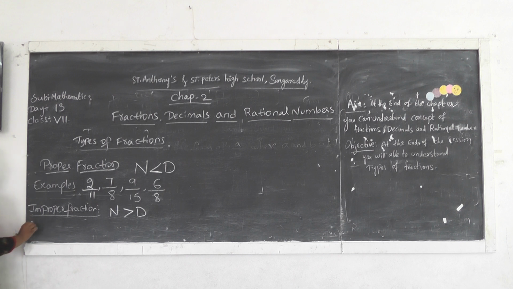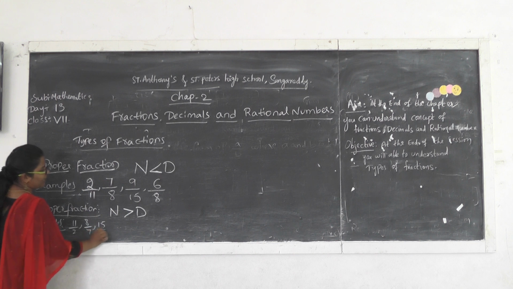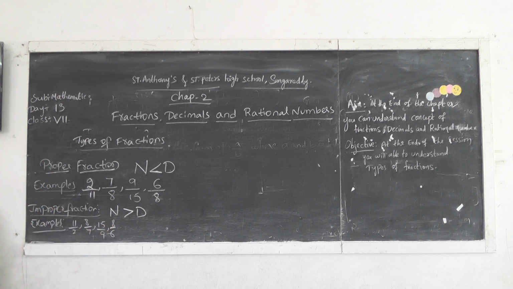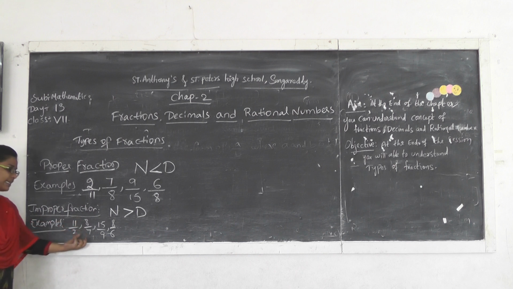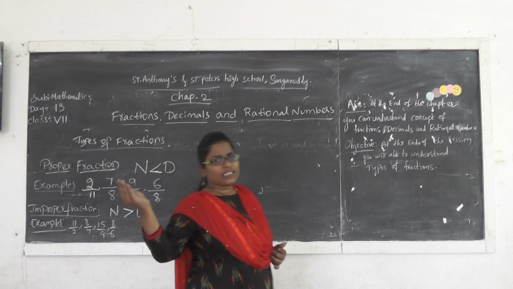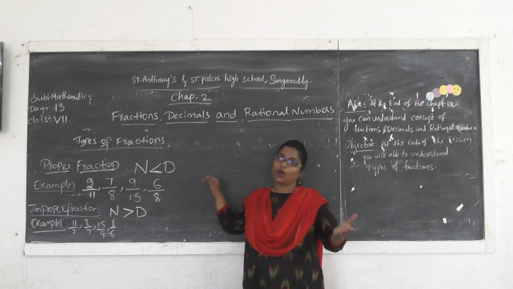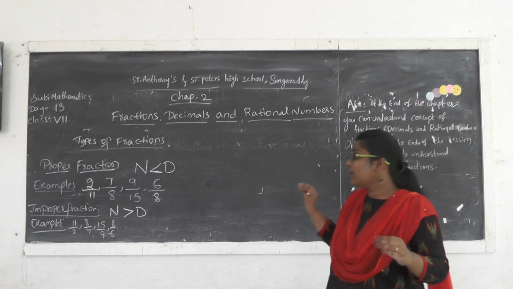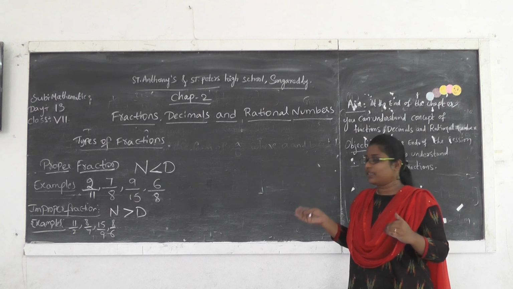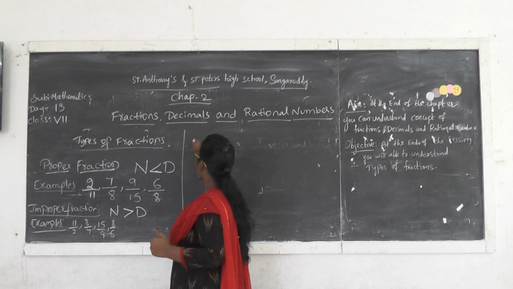Let me take examples that are just the reverse of these: 11 by 2, 8 by 7, 15 by 9, 8 by 6. These all are improper fractions. If you observe, 11 is greater than 2, 8 is greater than 7, 15 is greater than 9, 8 is greater than 6. I hope you understand the difference between proper and improper. In a proper fraction the numerator is smaller than the denominator, whereas in an improper fraction the numerator is greater than the denominator.